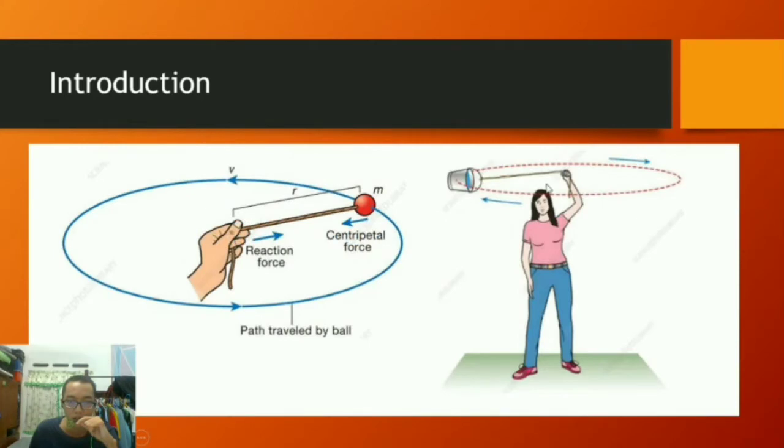We need to do the project according to these photos. As you can see, we need to swing an object horizontally, and you can see here the centripetal force acting on the string, and the reaction force and the movement of our object, as in this picture. It travels in circular motion horizontally.